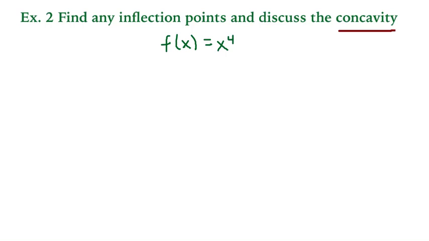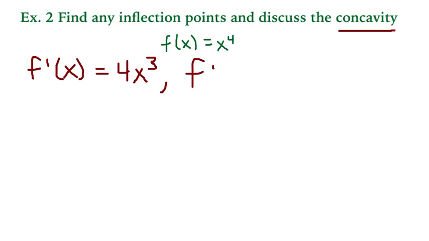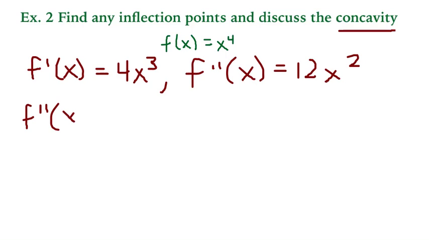But in this scenario, again, you want to find the second derivative. So let's start by finding the first derivative. F prime of x is 4x cubed. F double prime of x is 12x squared. So remember, the first step is to set the second derivative equal to 0 when we're trying to discuss the concavity and determine any possible points of inflection.